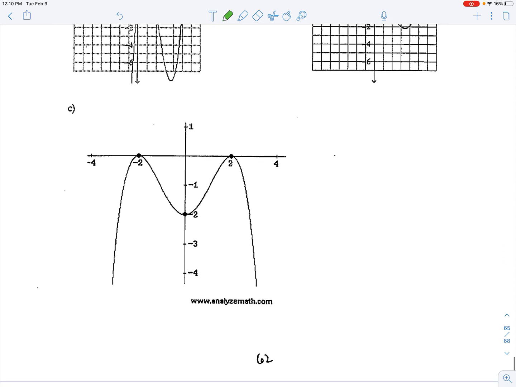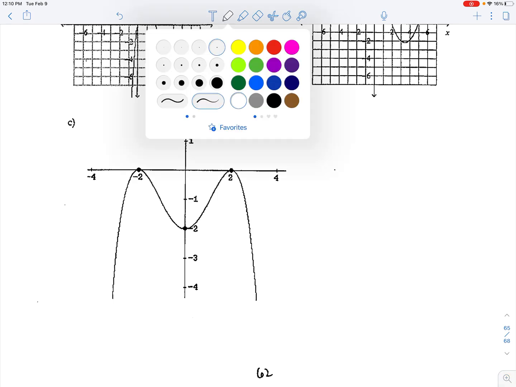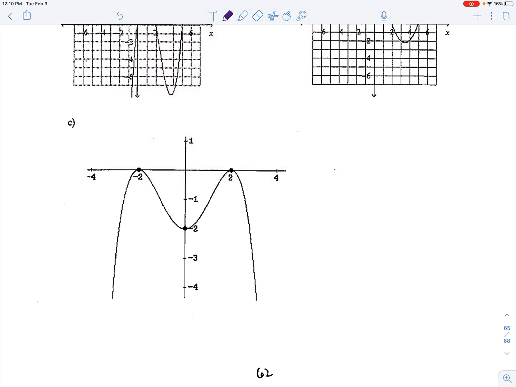Let's see what else we got going on here, people. Is there one given the graph, writing the equation? That's just naming the degree. All right, so let's do this guy here, part C. I'll probably do parts A and B as well. So given this graph, we want to write the equation. That's what I want to do here. Page 62. Given this graph, write the equation.